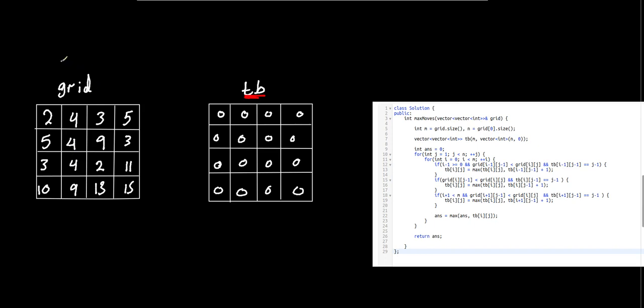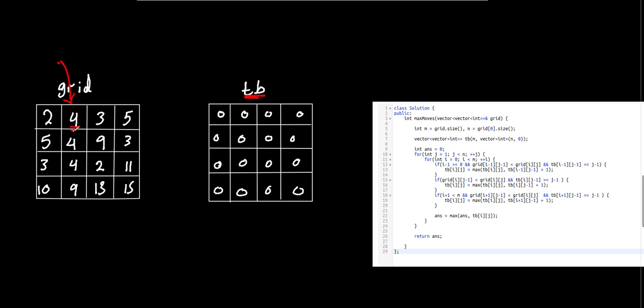So we start from the second column, because we know for the first column the values are zeros, and our path always starts from a cell in the first column. So the values we know will be 0, and so we start from the second column.